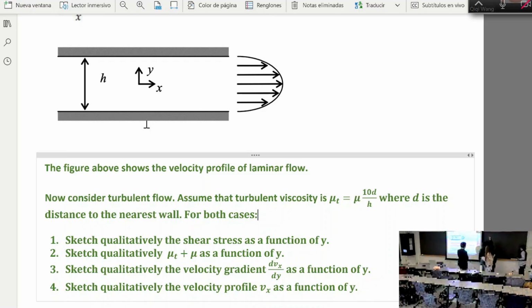Yeah, shear stress is constant. That's basically from conservation of momentum, right? A force balance for the first case. For the second case, shear stress is not constant, but let's work out the first case first.